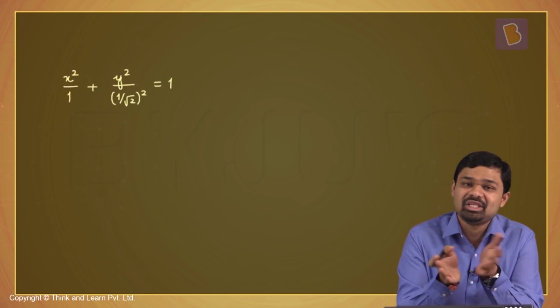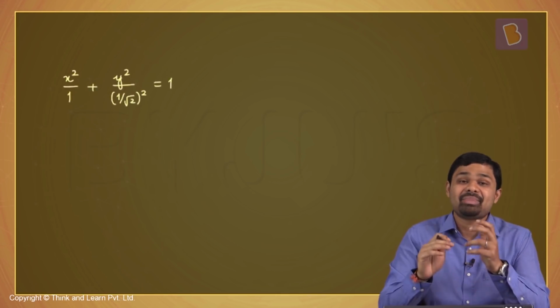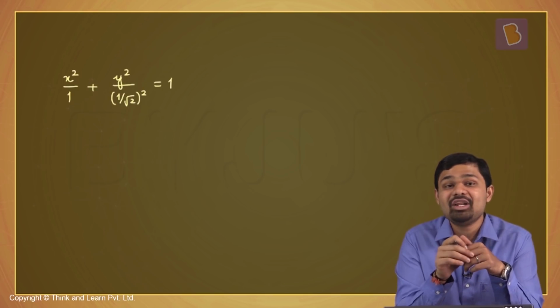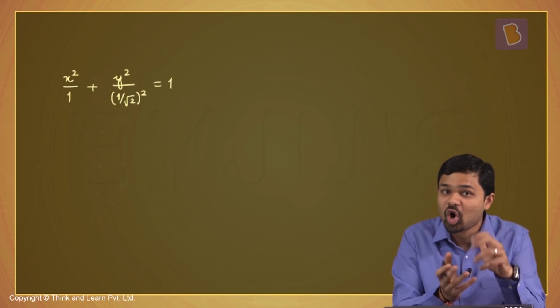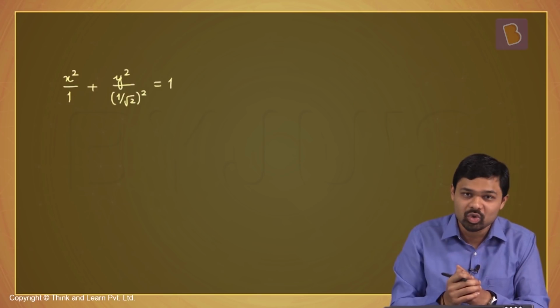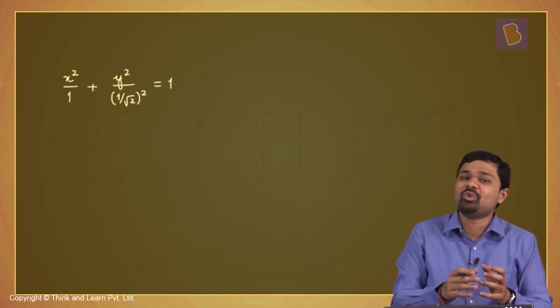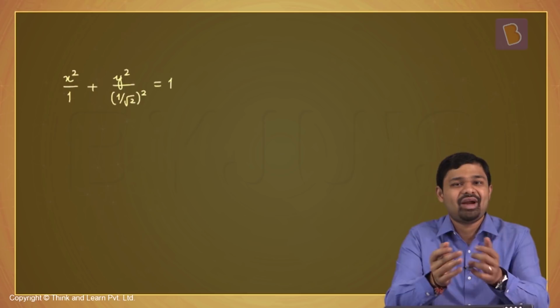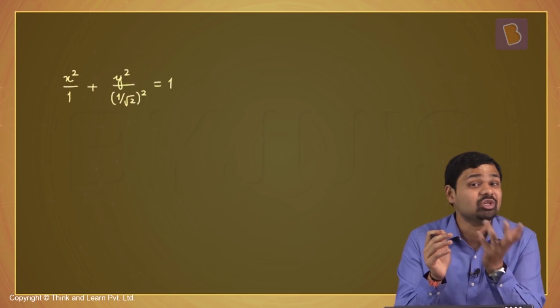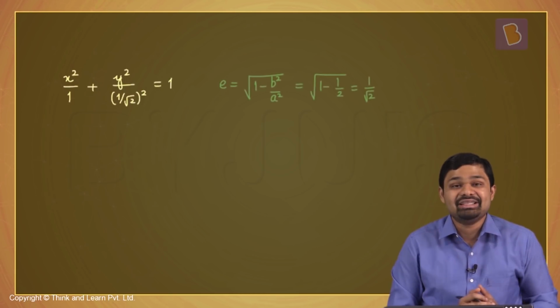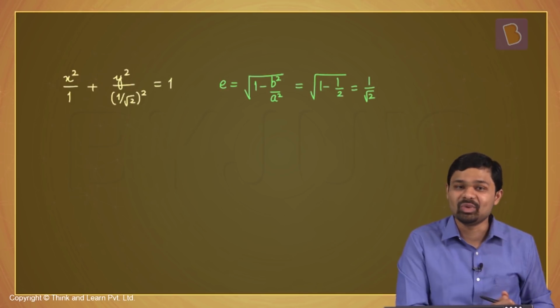What's the equation of the ellipse? The equation of the ellipse is x squared by 1 plus y squared divided by 1 by root 2 the whole square, because the length of the minor axis was 1 over root 2. So y squared divided by 1 over root 2 the whole square equal to 1. Find out the eccentricity. You know the A, you know the B, you know the formula for the eccentricity. The eccentricity turns out to be 1 by root 2.